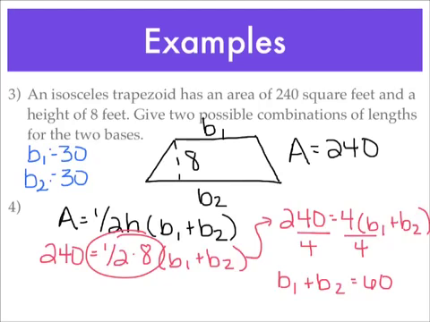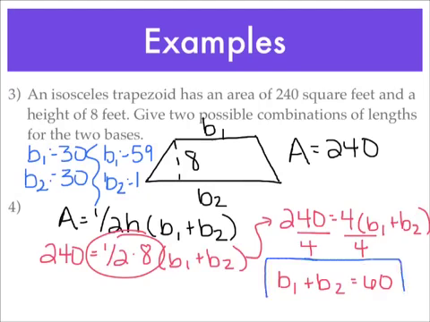No. So would 59 and 1 work? Yeah. Sure. You could have base 1 be 59 and base 2 be 1. Okay? What this is saying, the B1 plus B2 equals 60, I have no way of figuring out what base 1 and base 2 actually are, but I know whatever they are, they better add up to 60 to get that area correct.